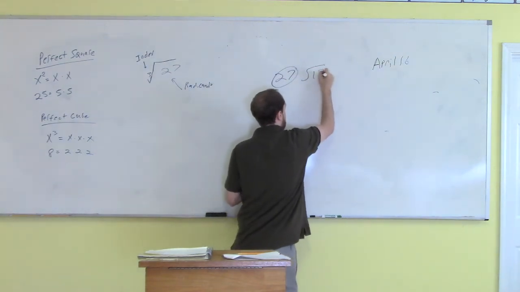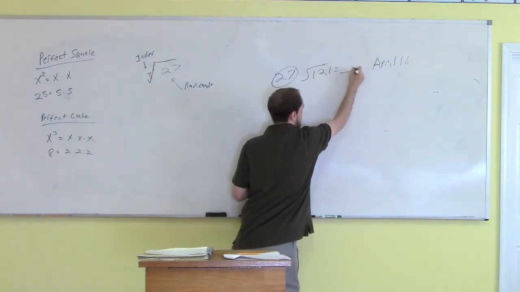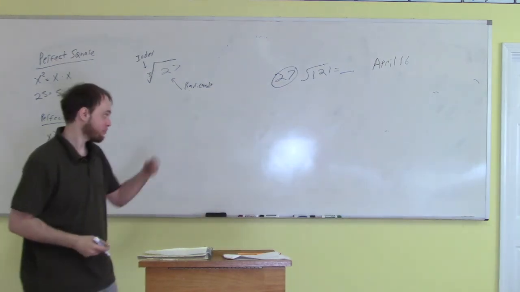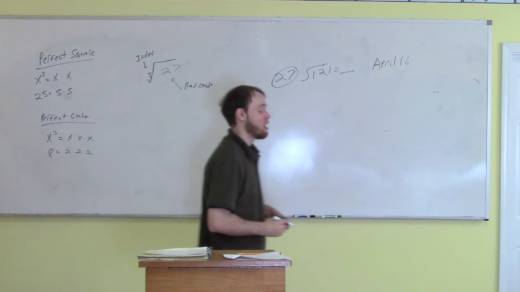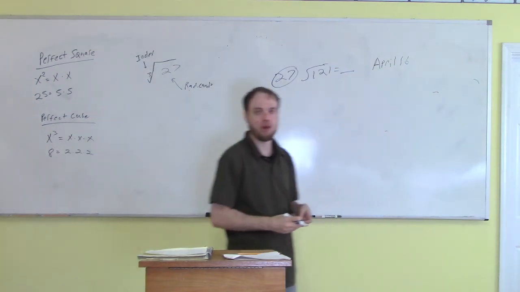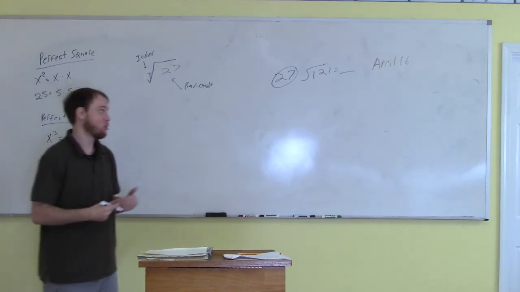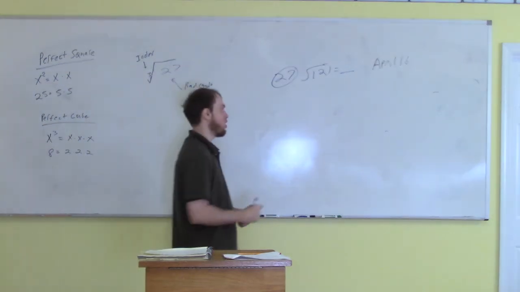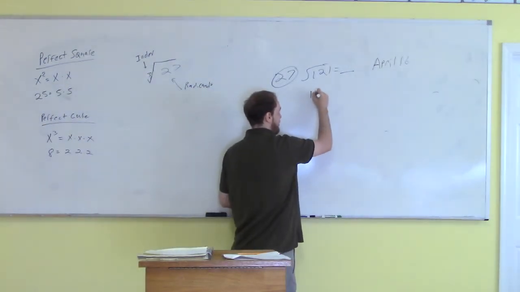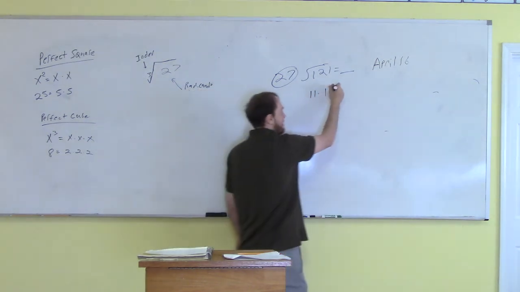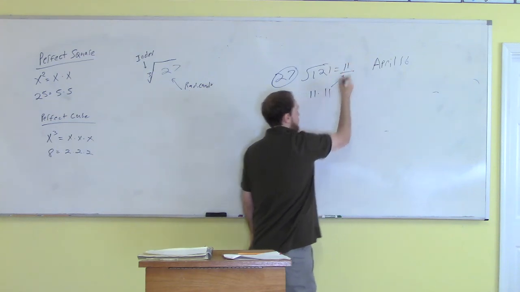The square root of 121 equals what? Now they give me the radicand and they want me to tell them what the root is. Again, this is the square root. So for the square root of 121, I'm saying what times itself gives me 121. Well, 11 times 11 gives me 121. That means 11 is the root.